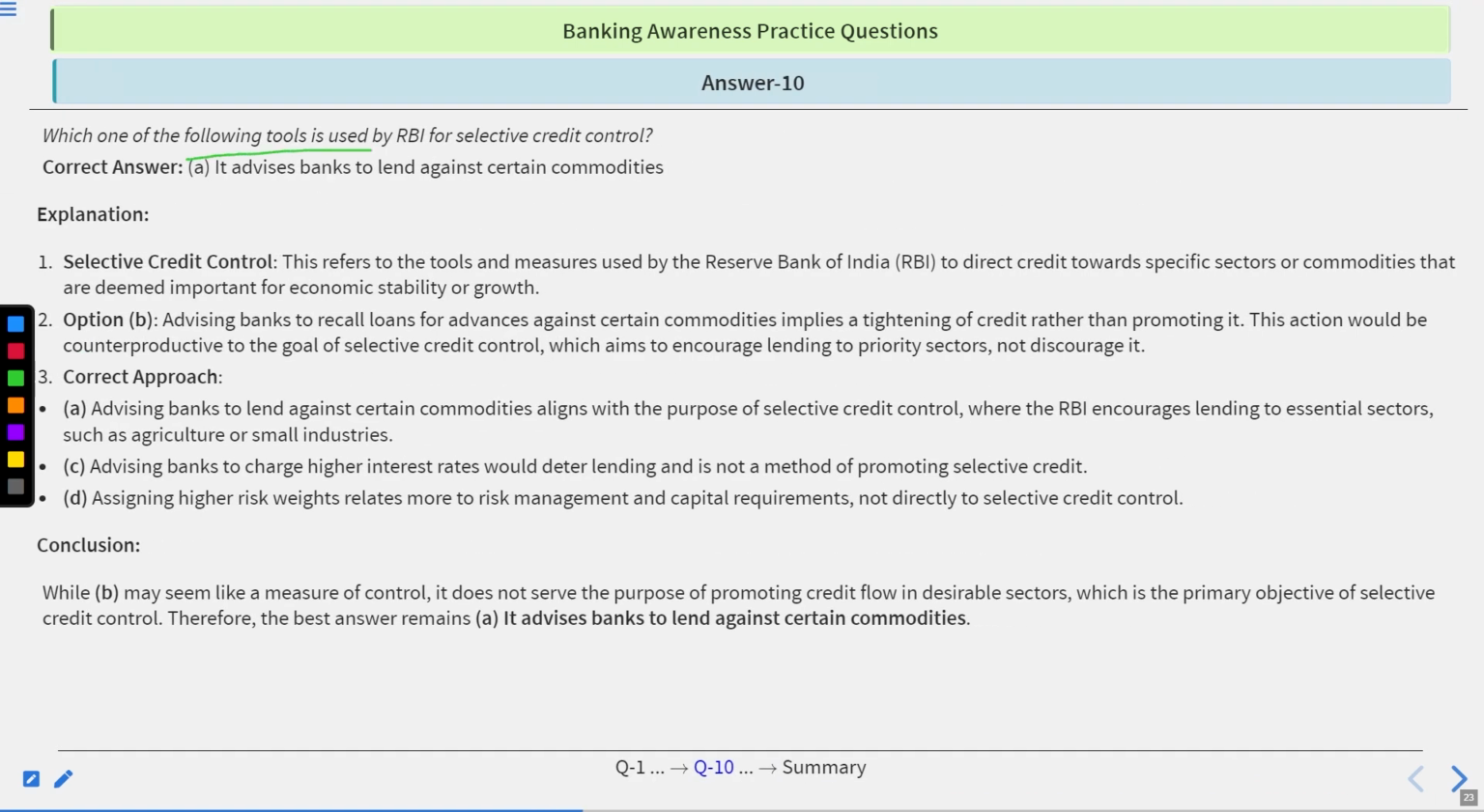So the correct answer is A. Advises banks to lend against certain commodities. Explanation: Selective credit control refers to the tools and measures used by the Reserve Bank of India to direct credit towards specific sectors or commodities that are deemed important for economic stability or growth.